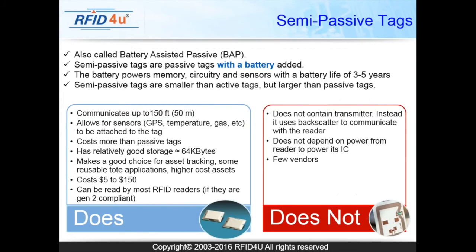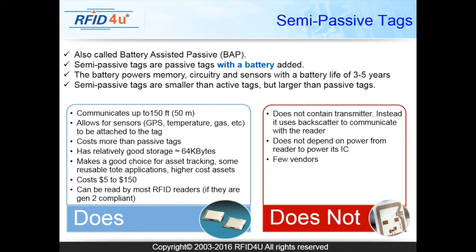Semi-passive tags, once again, is a passive tag, and we've encapsulated it into a form factor, and we've put a battery with it. So it's also called battery-assisted passive, or BAP. This is a standard passive tag that we just talked about with a battery added. The battery powers memory, circuitry, and sensors, and you have a battery life of up to 3 to 5 years. The actual life of the battery is going to be determined by what sensors you have tied to it, how frequently you collect data from that sensor, etc. But generally you can get 3 to 5 years.